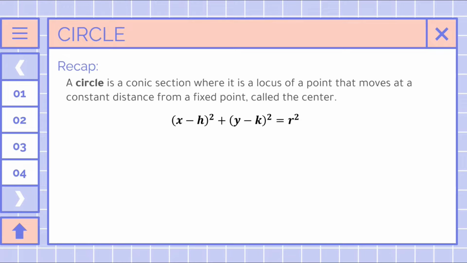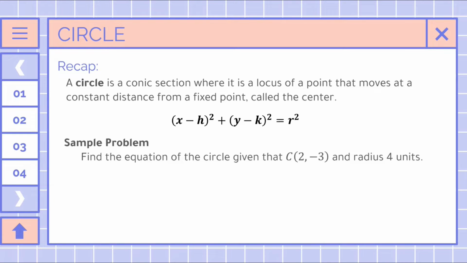So, by definition, a circle is a conic section that is the locus of a point that moves at a constant distance from a fixed point called the center. By that definition, the corresponding standard equation is the quantity x minus h, quantity squared, plus the quantity y minus k, quantity squared, is equal to r squared, wherein (h, k) is the center of the circle, while r is the length of the radius of the said circle.